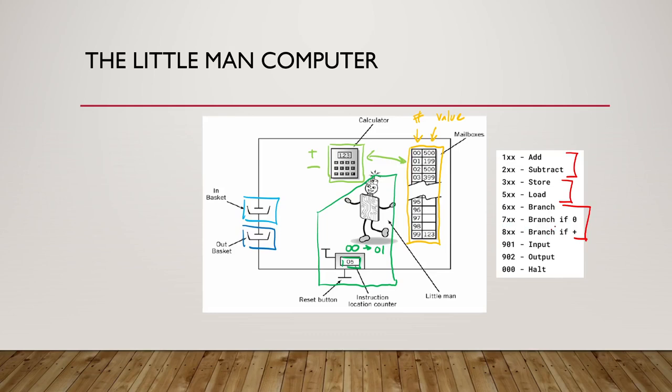If there's a 7, then the little man computer is going to jump to the instruction listed here only if the value in the calculator is a 0. If there's an 8, then the little man computer will branch only if the value in the calculator is positive. I have two specific instructions that can take something from my in basket and place it into my calculator. That's the input. Or with the output instruction, I can take a value that's in my calculator and send it to this out basket here. And then lastly, I have my halt instruction that'll just tell the little man computer to stop running.